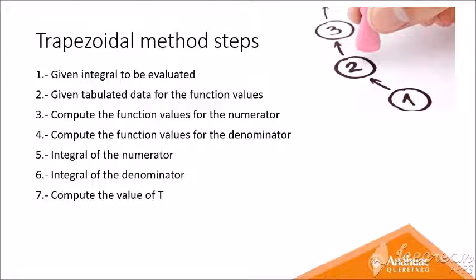Trapezoidal method steps. Number 1. Given integral to be evaluated. Number 2. Given tabulated data for the function values. Number 3. Compute the function values for the numerator. Number 4. Compute the function values for the denominator. Number 5. Integral of the numerator. Number 6. Integral of the denominator. Number 7. Compute the value of T.